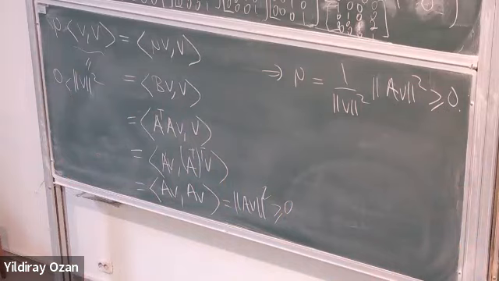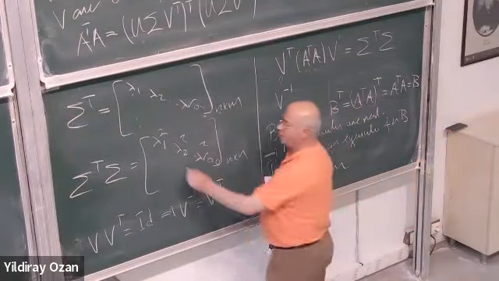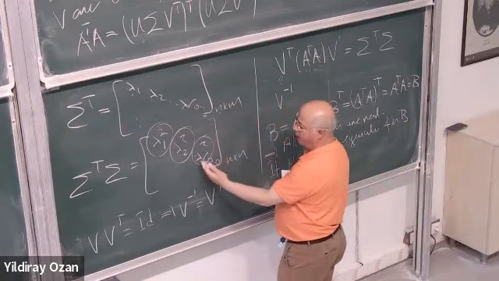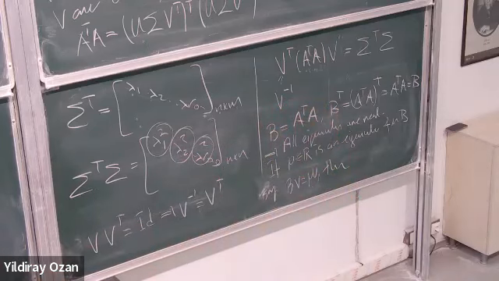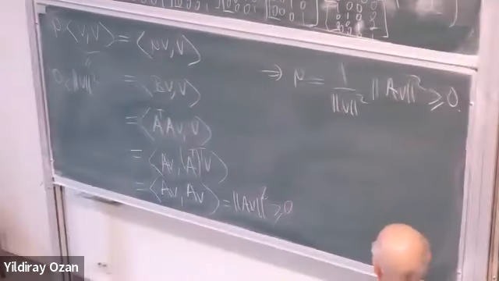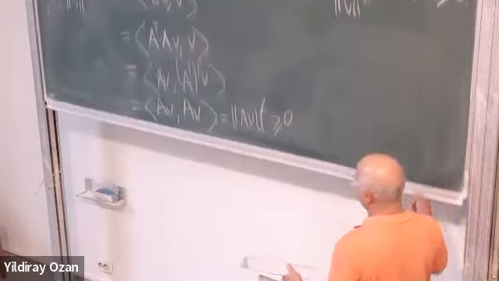And actually, you see that the eigenvalues are these numbers. If they are not zero, they are positive. Otherwise, they are zero. Some of them are positive, but some of them might be zero, of course. But what we saw is the following.